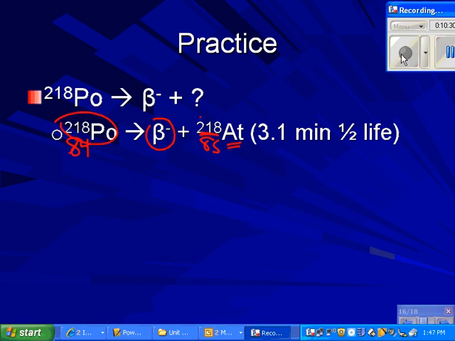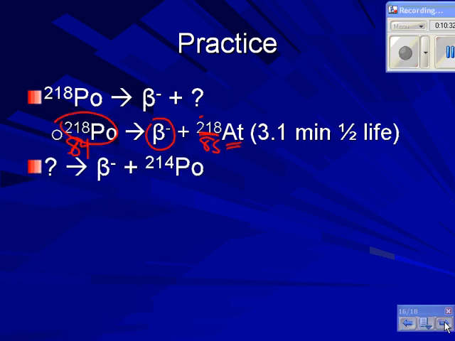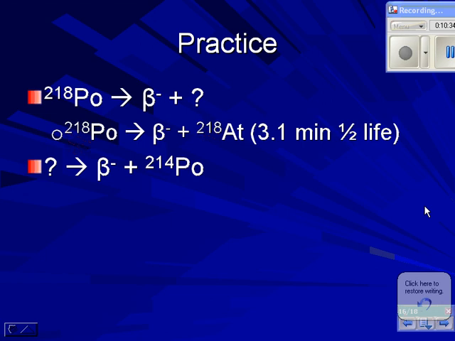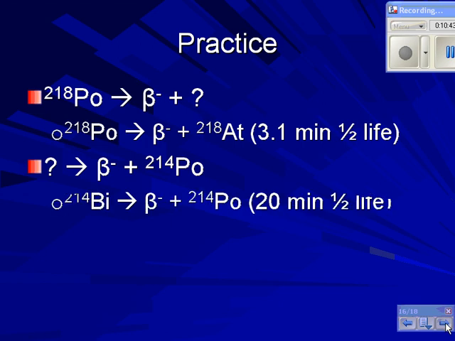Okay, let's try another one. Work backwards. What is it that gives off a beta particle to become polonium-214? Bismuth-214. You're correct. Bismuth-214 happens every 20 minutes. About half of them will do this. Or if you have one of them, you'll have a 50% chance of it happening in 20 minutes.